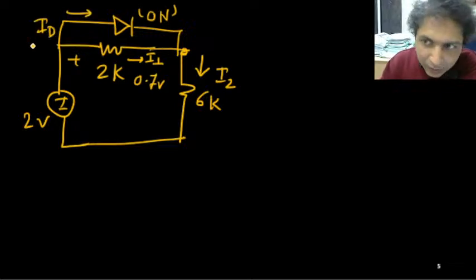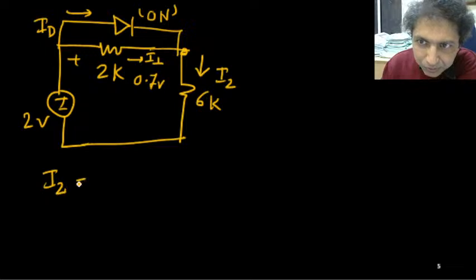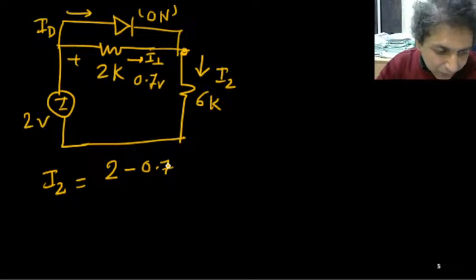Okay, so can you calculate all the things with the diode on? So what is the I2? Anyone please, can you please let me know? This 2 volt minus 0.7, because 0.7 is a drop across this 2K or the diode.